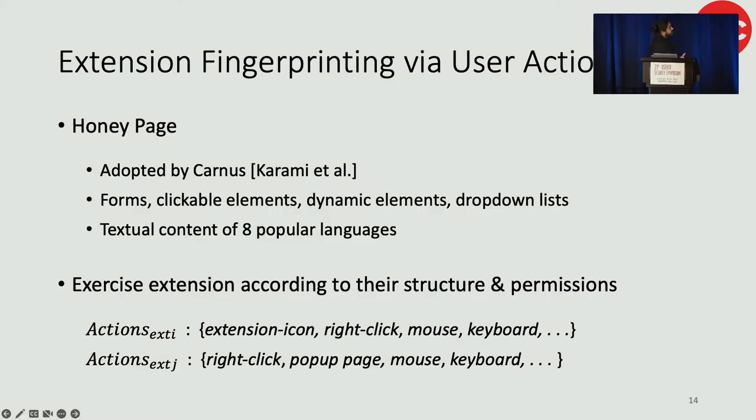So a fundamental component for our system is the honey page. The honey page is a page that we control, and we use it to exercise all the extensions. So we used Karnos, the state-of-the-art honey page, and we extended it by including interactive elements such as forms, dynamic elements, drop-down lists, and also content from popular languages.